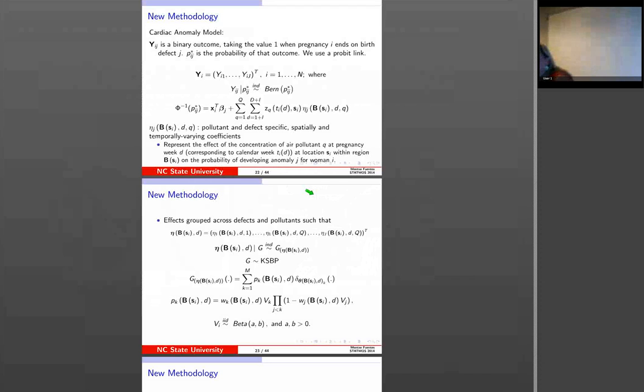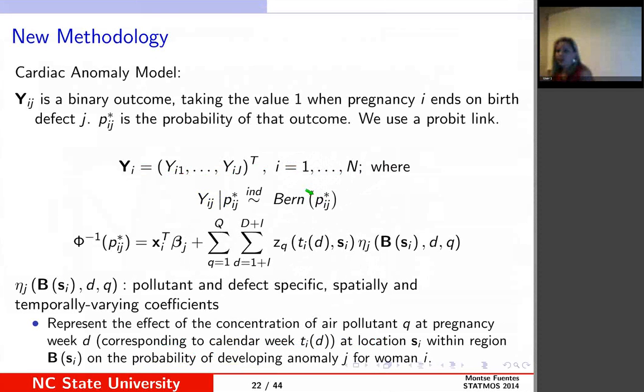Okay, so now with all that in mind, let me introduce the model that we're going to be using to make inference about the association between the environmental stressor and the outcome of interest, that is multivariate binary. The outcome of interest takes the value of 1 when pregnancy i ends in birth defect j, and p would be the probability of interest, the probability of that particular outcome.